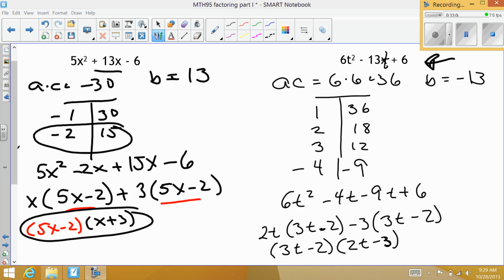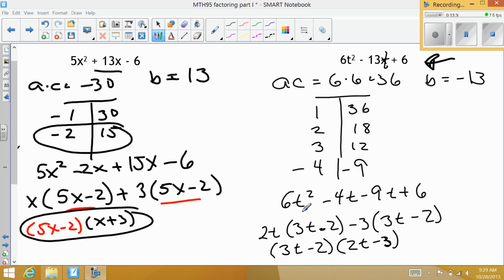All right, did we get the same result? You may have noticed I had an error in there. That should have been a 6t squared subtract 13t plus 6. My A times C was 36. My B value is a negative 13. Looking at the factors of 36, I came across 4 times 9 is 36, and 4 plus 9 is 13. But since I needed a negative 13, I tried negative 4 and negative 9. They still multiply to a positive 36, but add up to a negative 13.